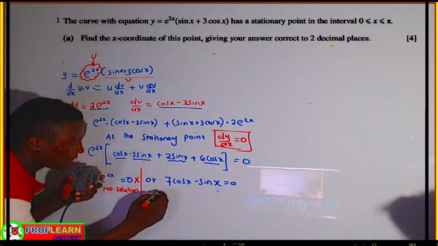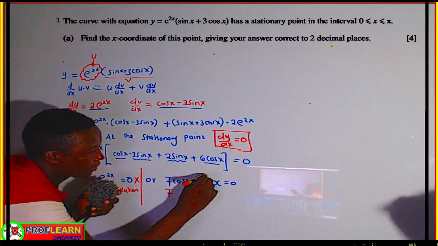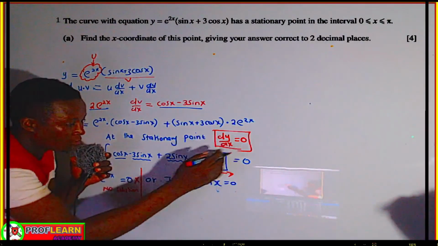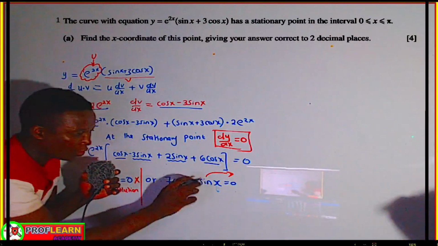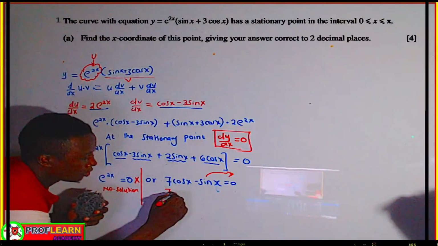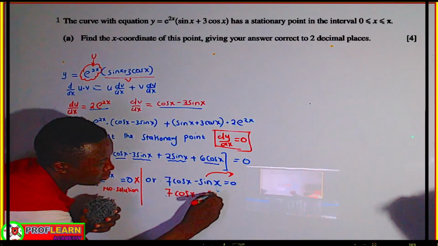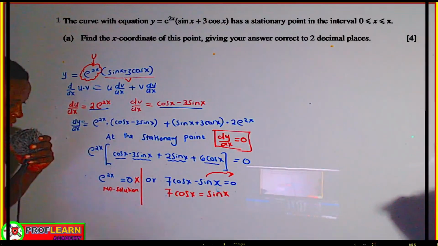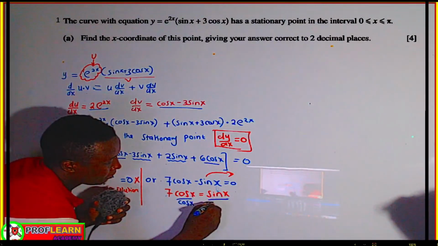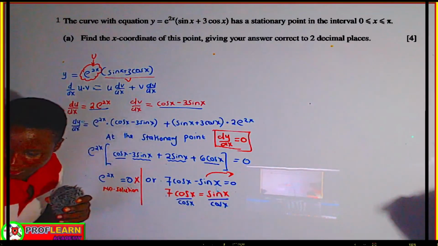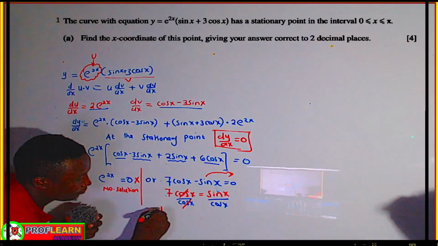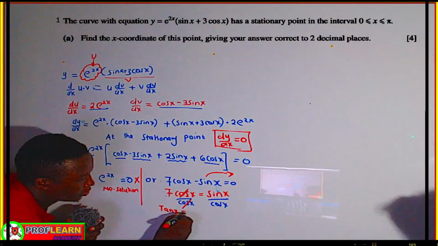And that means we can take this term to the other side of the equal sign, and if you take a number over the equal sign, the sign must change. And this is going to be 7 cos x equals sin x. Now, in order to proceed, we can divide by cos x on both sides, which will mean that the cos x terms cancel out. We end up remaining with tan x equals 7.